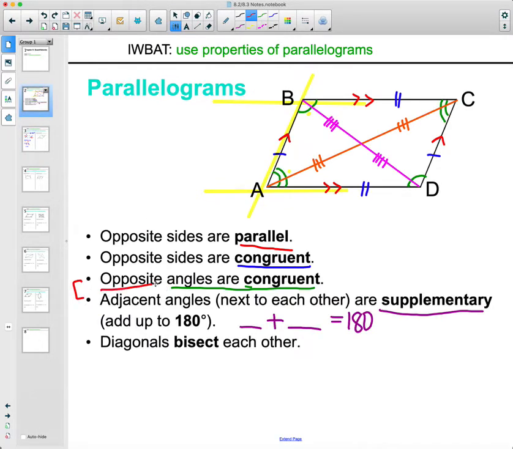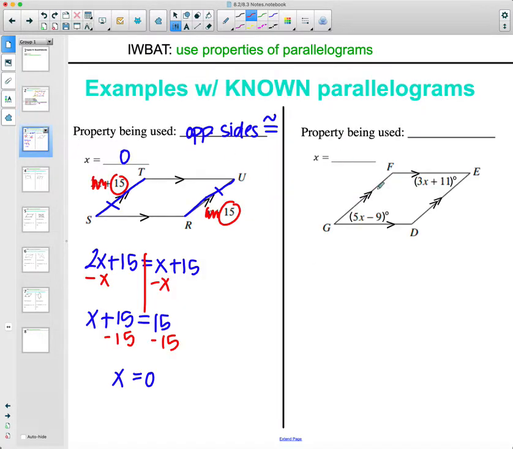Okay, do I have opposite angles or adjacent angles? So are my angles across from each other or next to each other? In this case, we have opposite angles. What that property said is that opposite angles are equal to each other. So this angle G is going to be equal to E. So we would say 5x minus 9 equals 3x plus 11, and then solve.